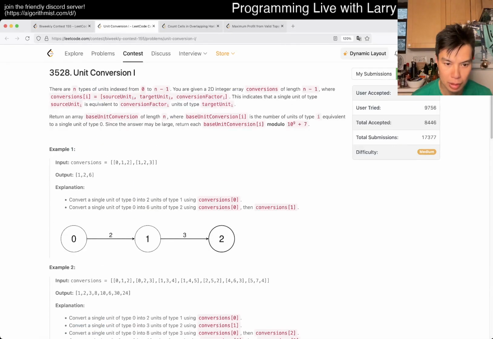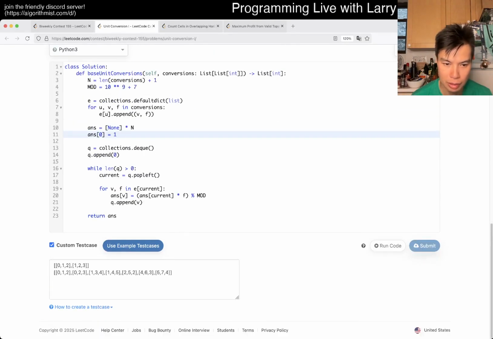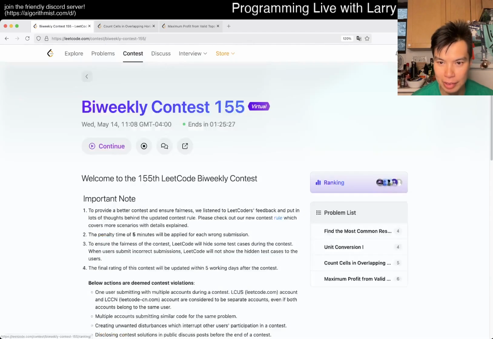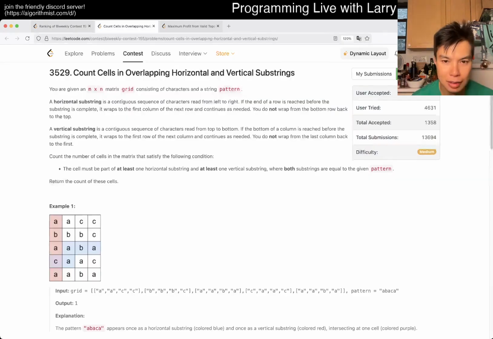1, 2, 6, 3, 24. All right, looks okay. Let's go. All right, I mean, it's Q2, so should be pretty okay. All right, grid, pattern. How's my ranking going? Pretty okay.